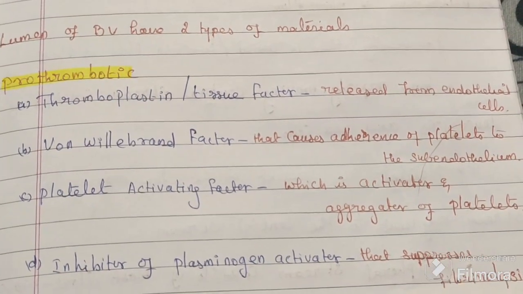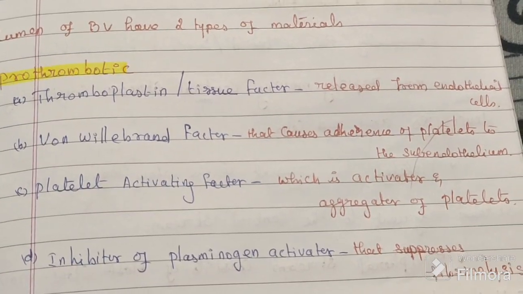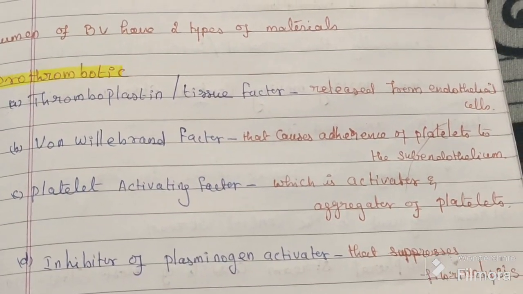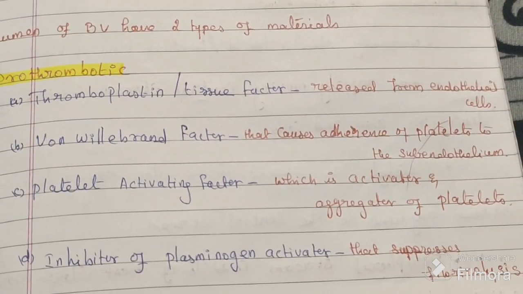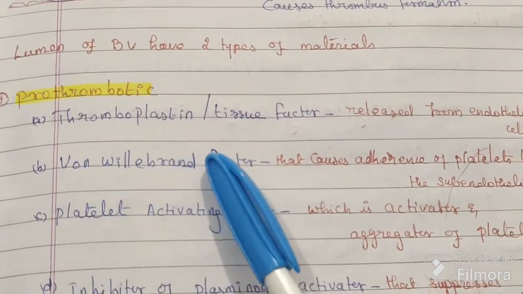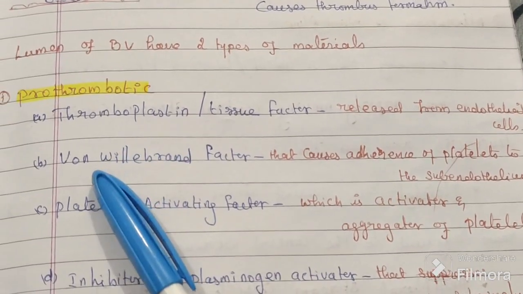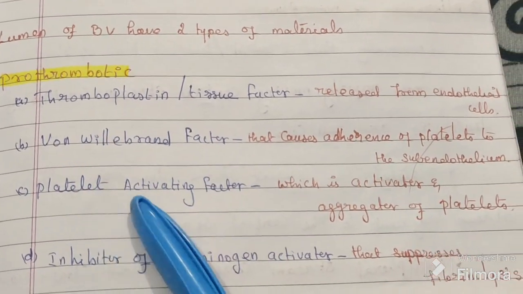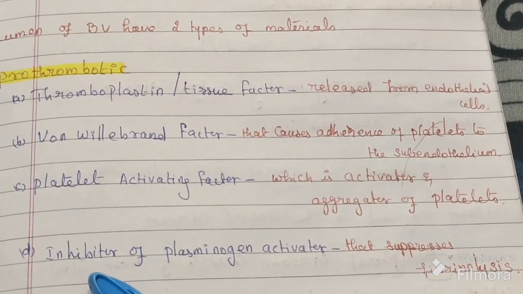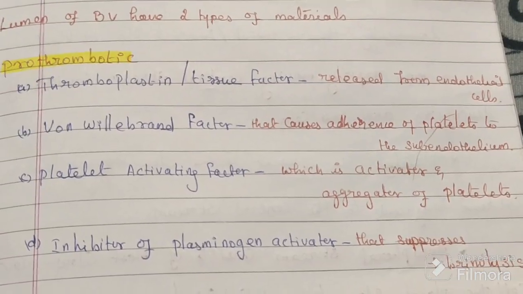Thromboplastin, von Willebrand factor, platelet activating factor, then inhibitor of plasminogen activator. So these are the prothrombotic factors.